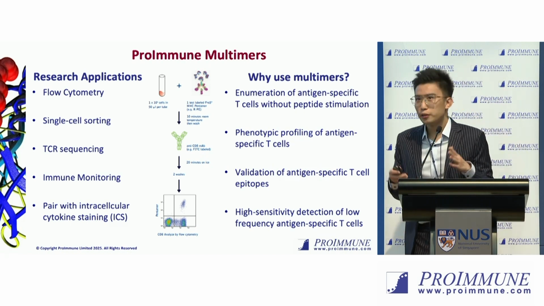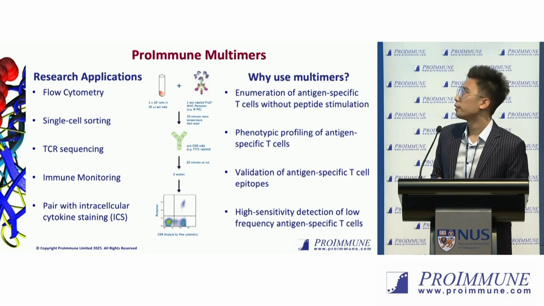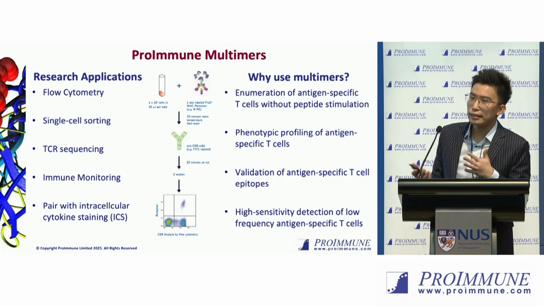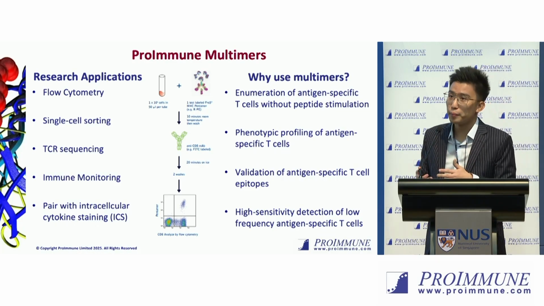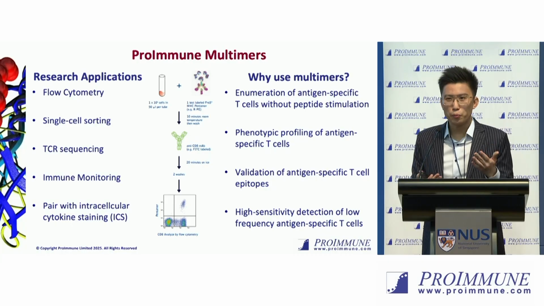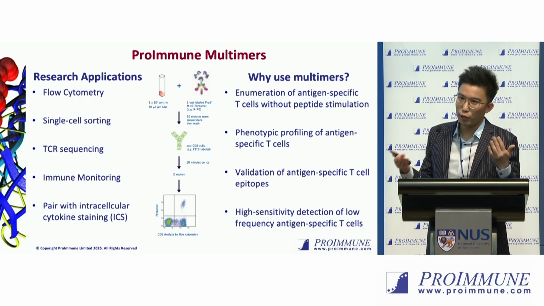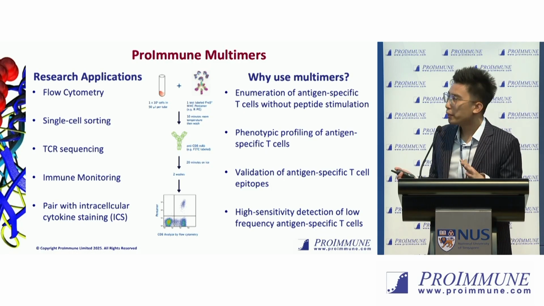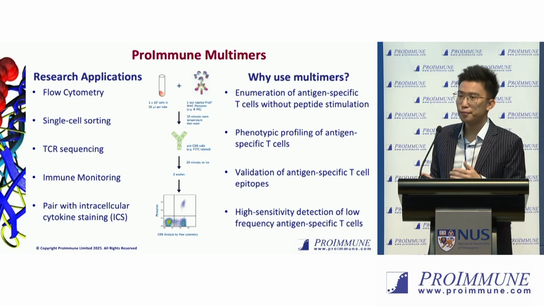So how can you use this in research applications? There are a number of applications listed here. You can use flow cytometry to stain antigen-specific T cells, or you can do single-cell sorting to isolate these antigen-specific T cells for downstream analysis, for example TCR sequencing. You can even use them for immune monitoring, to track antigen-specific T cells in pre- and post-vaccinated samples, or pair them with intracellular cytokine staining to look at antigen-specific T-cell functions.